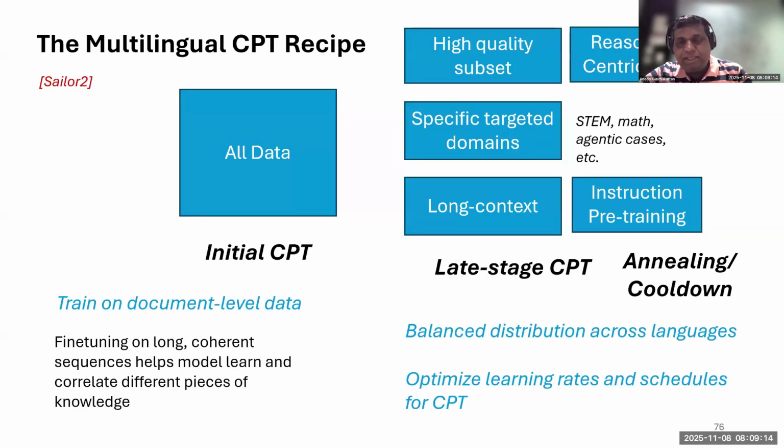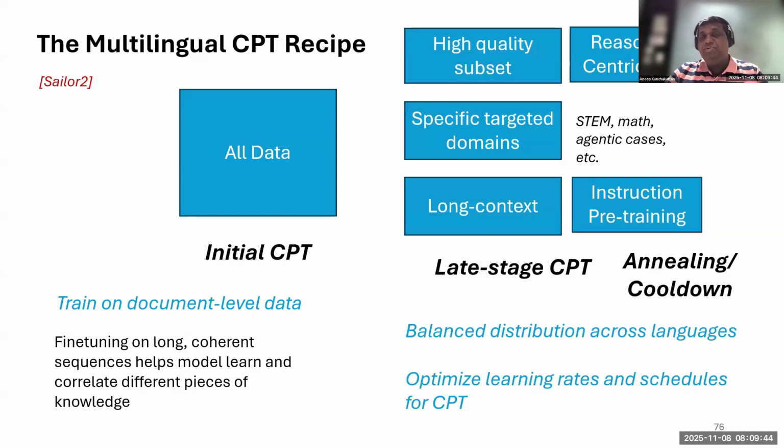After the initial CPT, in the late stage CPT, towards the ending stages of continued pre-training, we can try to focus on certain subsets of data which are of interest. Typically, you would want to do some long context training to infuse the model with long context. There are certain domains that are of particular interest: STEM, math, etc. For most LLMs, code.